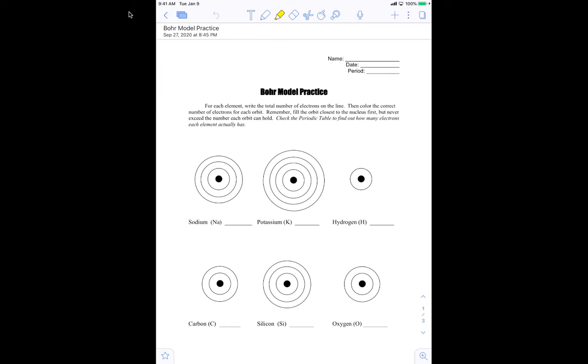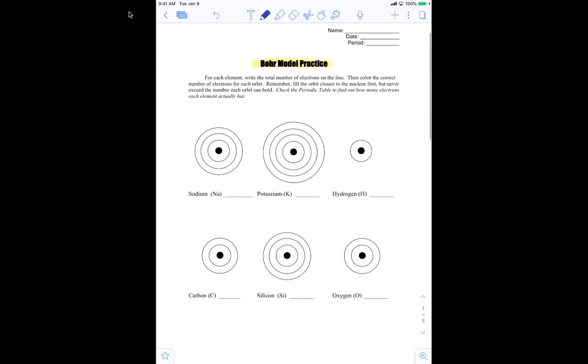Now, the Bohr model, remember, is just flat out a practice of what we're going to do. And you've got some practice like this online, and then you also have a worksheet that kind of looks like this if you're in my class.